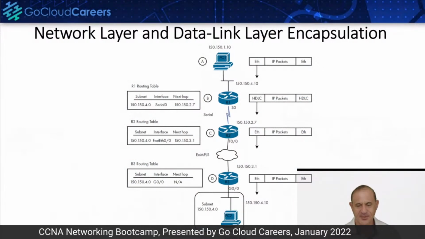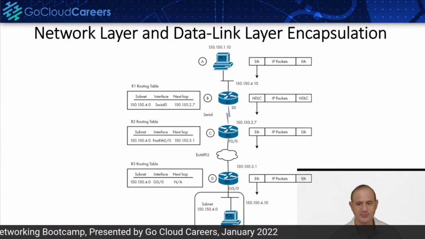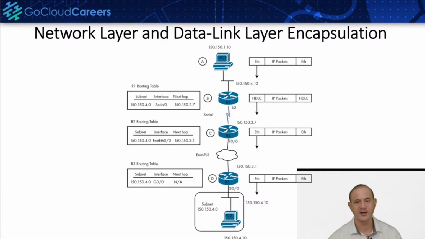Okay, so let's look at this. This system over here wants to reach this system. So what does it do? It looks in its routing table. Do I have a route? And it doesn't. So it goes to router 1. And router 1 then looks in its routing table. Do I have a route to 150.4.0? Yes, I do. Go out this port. Gets to router 2. Do I have a route to this destination? Yes, I do. Go out this port. Ethernet over MPLS. Fine.